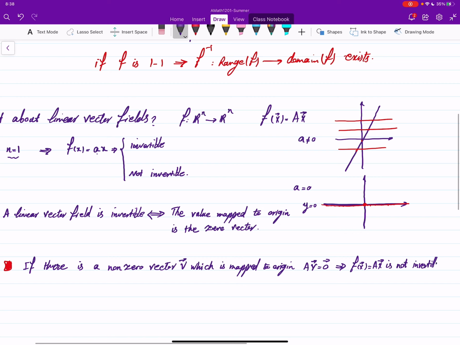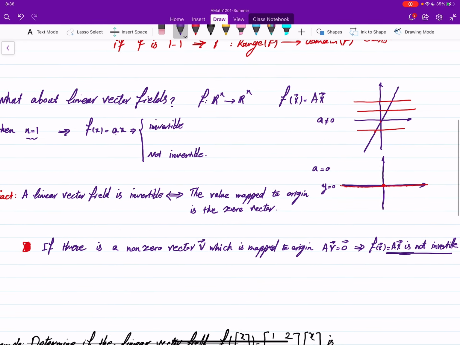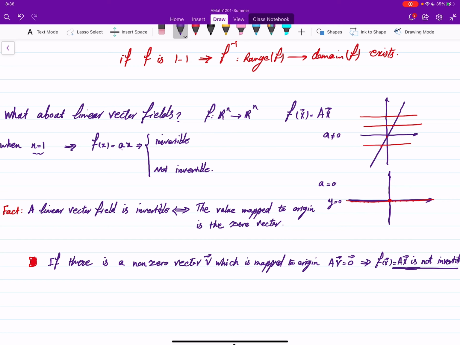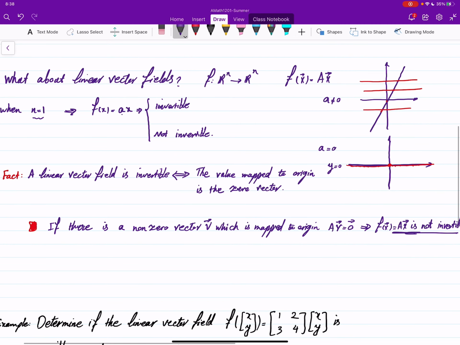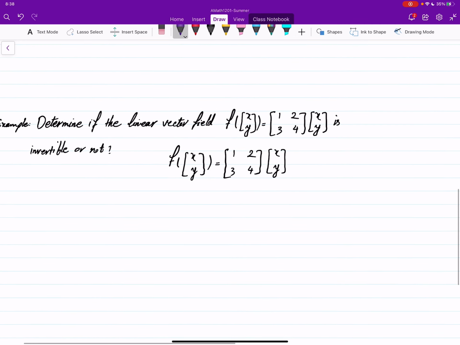That's how we check. We don't need to be worried about a horizontal line, checking all the values. We only need to check what values are mapped to 0, what vectors are mapped to the origin. And usually that turns out to be solving a system of linear equations. Let's see this in this example.